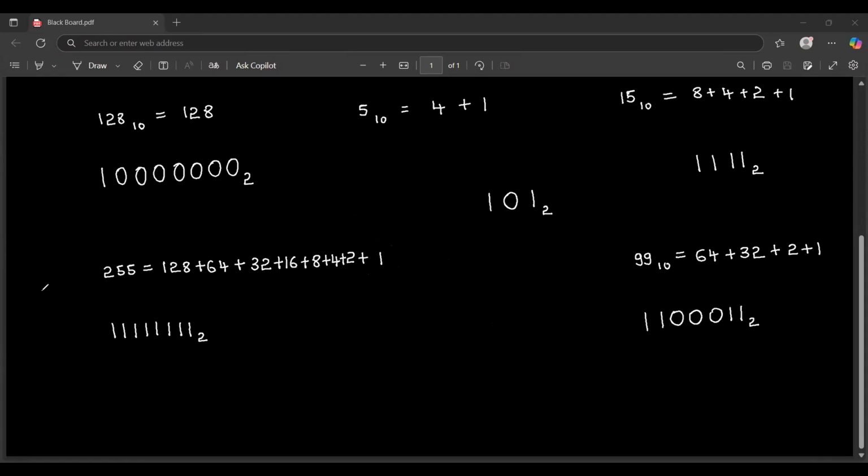So what about 341? Well, 341 to the base 10 can be given as 256, plus we can't have 128. What about 64? Yes, we can have 64. We can't have 32. 256 plus 64 is equal to 320. What about 16? Yes, possible. So 336. 8 cannot be there. What about 4? Yes, it is possible. So 340, and then 1. So for 256 we have, 128 we don't, 64 we have, 32 we don't, 16 we have, 8 we don't, 4 we do have, and then 2 we don't, and 1 is present.